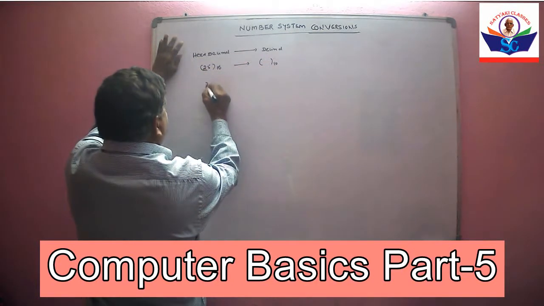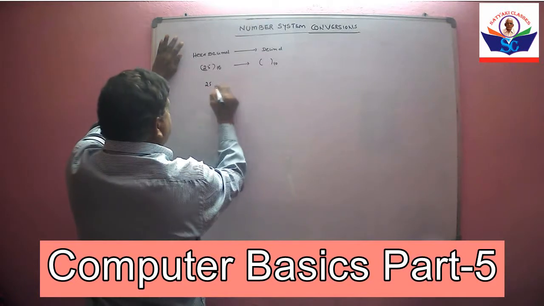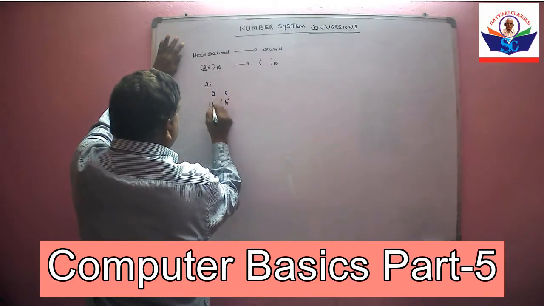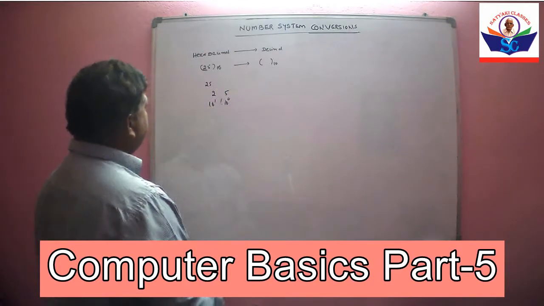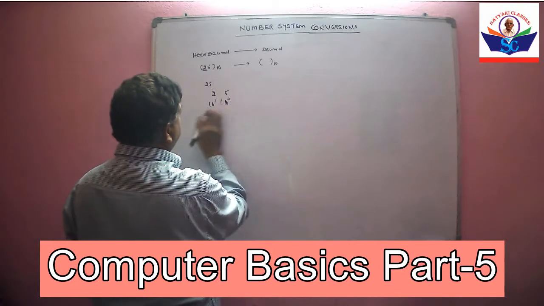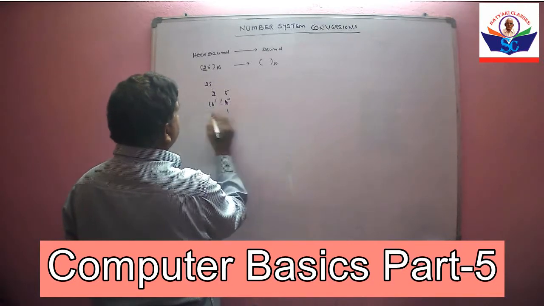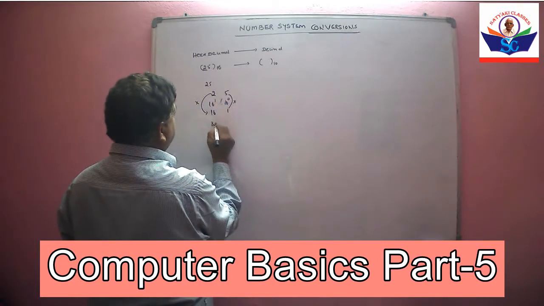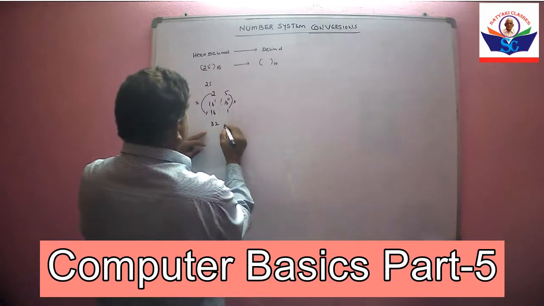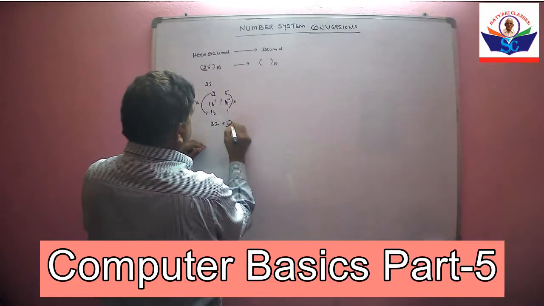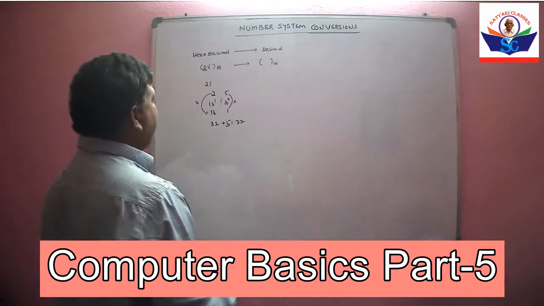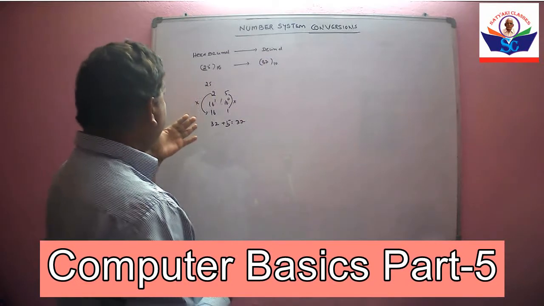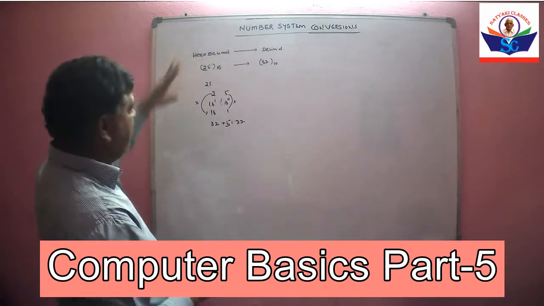So 25 can be written with 16 power 0 and 16 power 1. What is 16 power 0? 1. 16 power 1 is 16. Now multiply. 16 twos are 32. 5 ones are 5. 37. 37 in decimal number. So 25 in hexadecimal number is equivalent to 37 in decimal number.